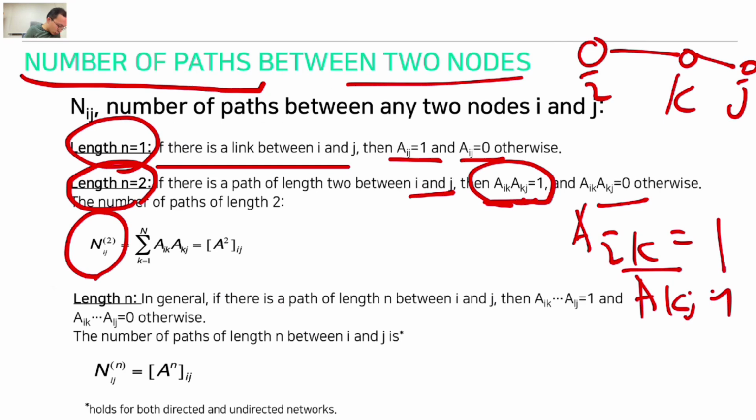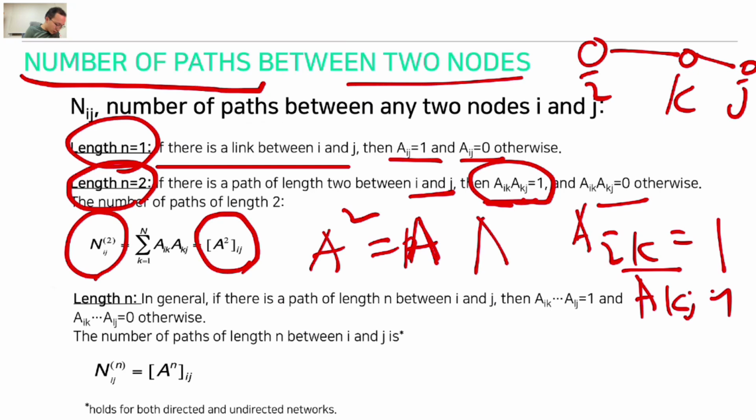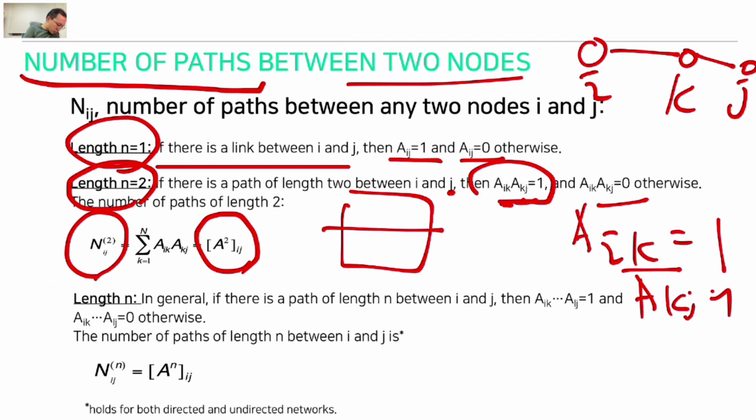And eventually, to see if there is a path of length 2 between I and J, we just multiply the matrix A and see the ith and jth position, right? So A squared means A is multiplied by A. This is just a matrix product, right? Nothing special. So matrix product, and look at the ith, jth location, looking at the number. Could be 1. Oh, we have just one path between I and J, right?